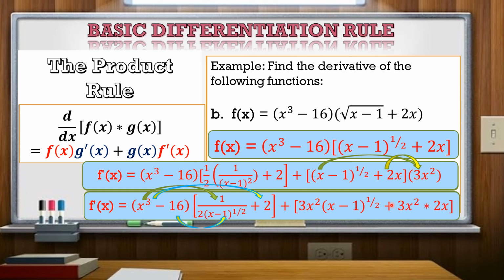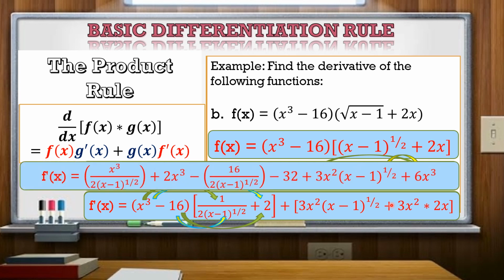So, yung sa kabila naman, pwede natin gamitan din ng distributive property of equality or FOIL method. Ganun. First, multiply by first, outer by outer, inner by inner, or last by last. To get x cubed over 2 times x minus 1 raised to 1/2 plus 2x cubed. Ito na x cubed multiply by 2, that is 2x cubed. So, yung negative x naman, multiply by this results to negative 16 over 2 times x minus 1 raised to 1/2. Then, yung negative 16 multiply by 2 resulting to negative 32. Okay, kaya nakuha natin yung mga terms na to. And then, yung nasa baba naman, we will copy lang as is.